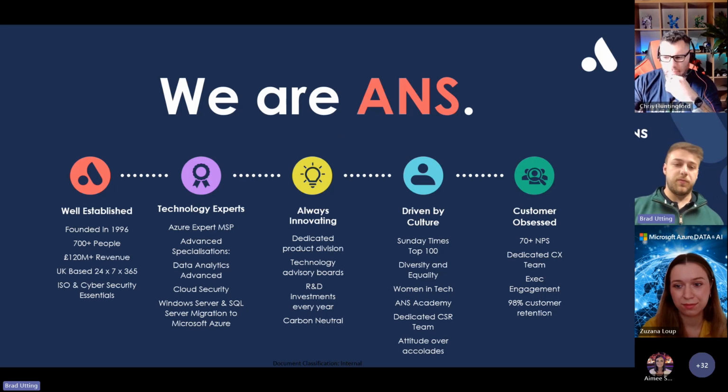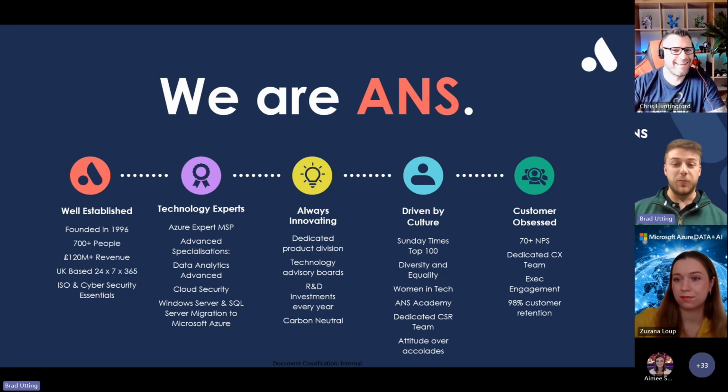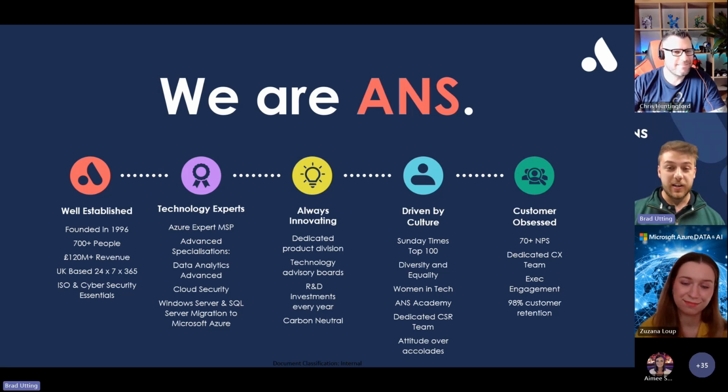So just a very brief overview of A&S. I appreciate some of you might not know who we are and wondering whether we are actually an artificial intelligence bringing you to this webinar, but we are in fact real people. We've got 700 people that work at A&S. We're fully UK based in operation 24/7.